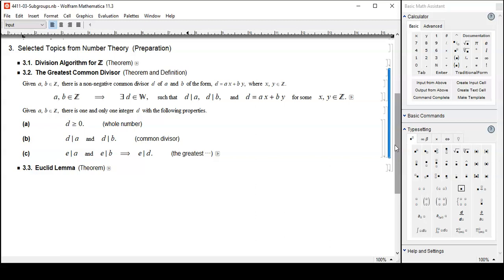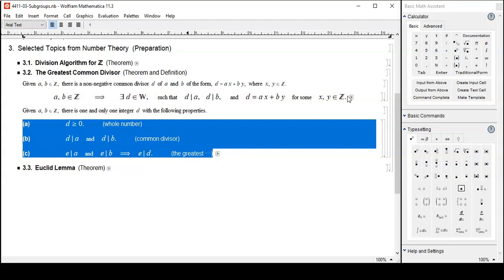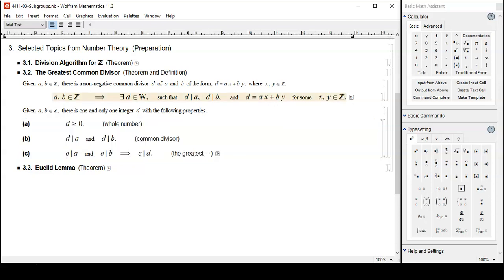This theorem consists of two parts. First, the existence, and second, the property. The existence first. Given a pair of integers a and b, there exists a certain whole number d, or non-negative integer d, such that d is a common divisor of a and b. In other words, d divides a and also d divides b. And finally, d can be written as a linear combination, ax plus by form, where x and y are integers.